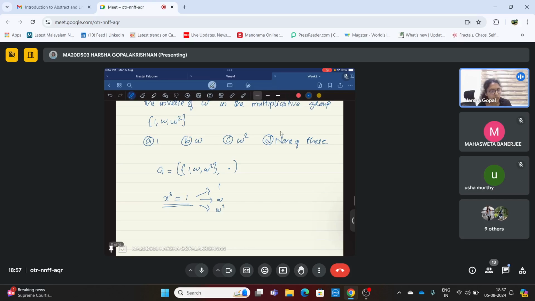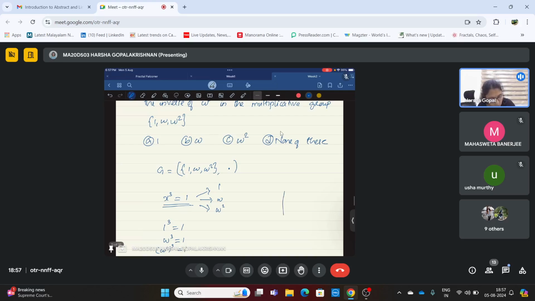For 1 it is easy, you know, 1 cube equal to 1. In the same way, omega and omega square are complex numbers. You may not be much aware of those things, but just understand this is the notation for that particular complex number. So omega cube will also equal 1. Omega square cube will also be equal to 1.